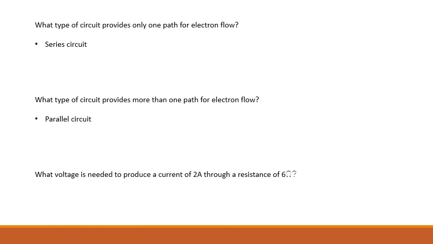What voltage is needed to produce a current of 2 amps through a resistance of 6 ohms? If you would like to take a minute, do the math, pause the video. But using Ohm's law, which you should know like the back of your hand, voltage equals current times resistance. So voltage equals 2 amps times 6 ohms, which equals 12 volts.